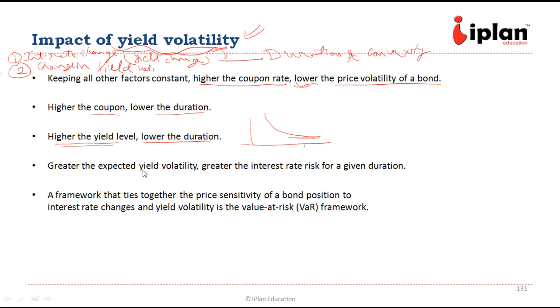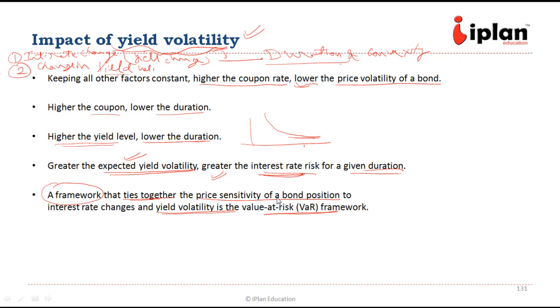But there's another factor which is contributing to interest rate risk, which we have seen here, which is change in yield volatility. So if the expected yield volatility is higher, then the interest rate risk is going to be higher for that given duration. Assuming that the first factor is constant, being captured by the duration, change in yield volatility also contributes to the interest rate risk. So there are certain frameworks, such as the value at risk framework, which can capture the impact of both of these factors. It ties together the price sensitivity of a bond and yield volatility.